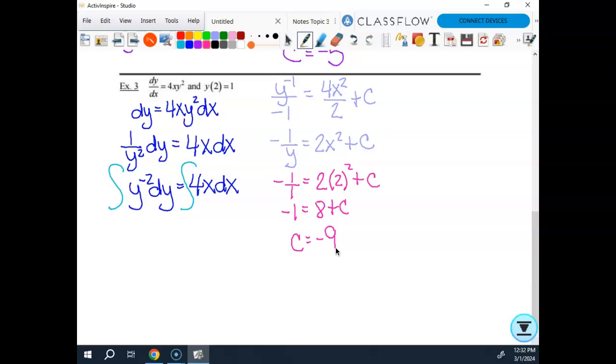Now that you've found c, make sure you put it back in. That's what sometimes people do, and you end up kind of feeling like you're going in circles. You found c. Now you come back up here, and we're going to put it in. So I get -1 over y equals 2x squared minus 9, because c is -9. And then solve for y.